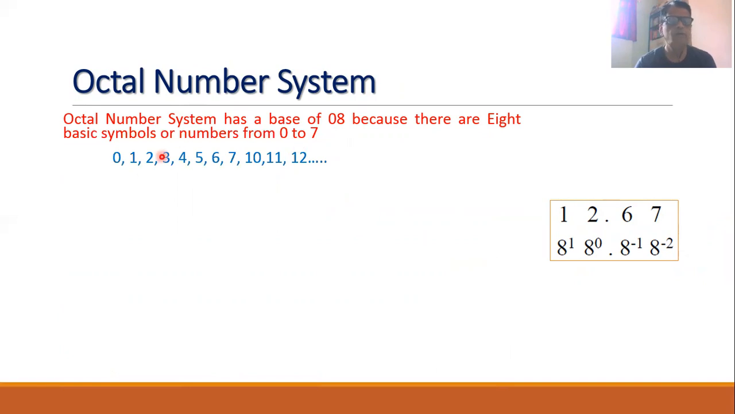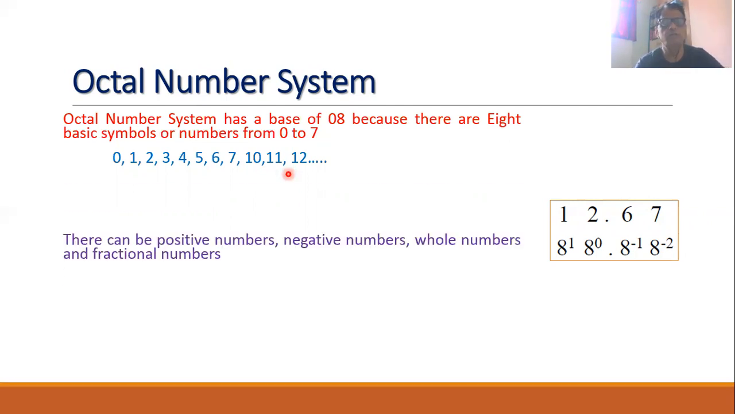So whenever I want to write any octal number, then it can be written like this: 0, 1, 2, 3, 4, 5, 6, and 7. So these are the basic numbers. Therefore, after 7, in octal number system, we make the combination of 1 and 0 to write the number 10, then 11, then 12. And like that, you can write infinite numbers in octal number system.